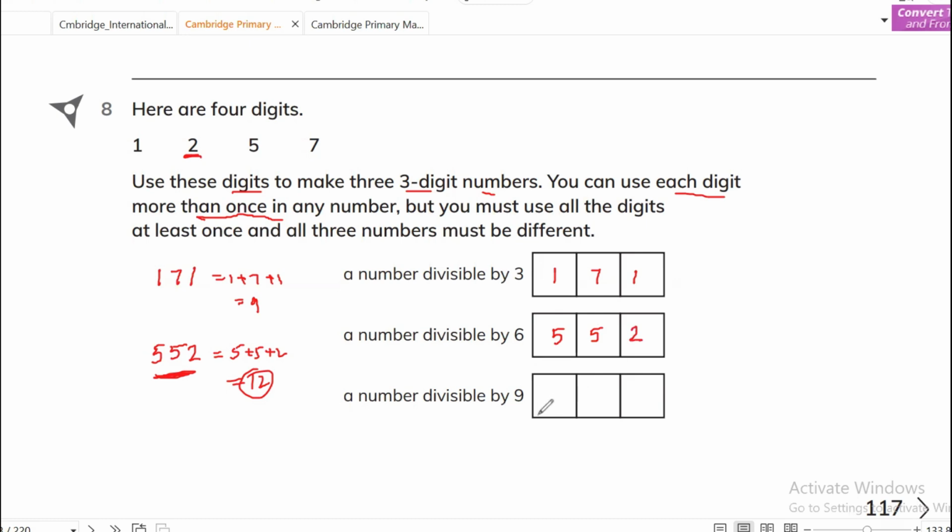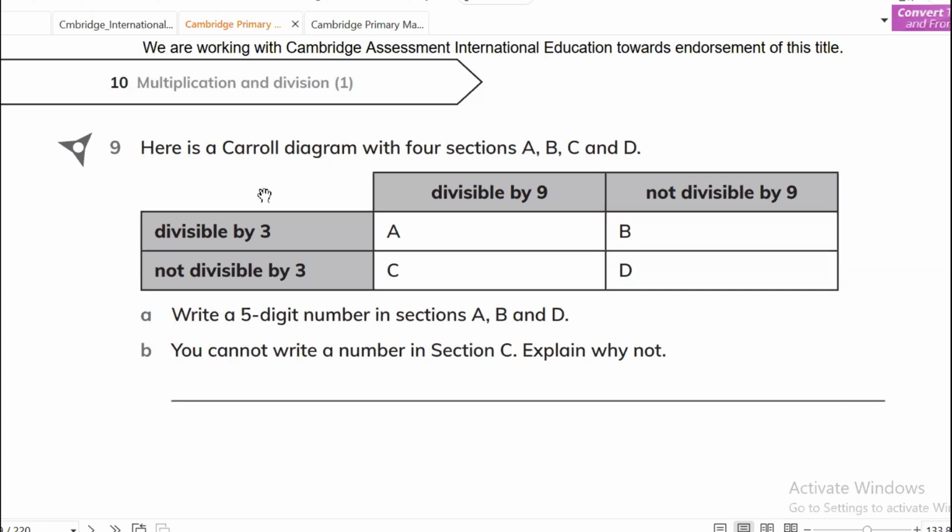And lastly, you can write a number which is divisible by 9. So we can say that 117, like 1 plus 1 plus 7, that gives me 9. And 9 is divisible by 9, which gives us 1. So it is divisible by 3 also, by the way. But we will write here 117. Next question here is a Carroll diagram with 4 sections A, B, C, and D.